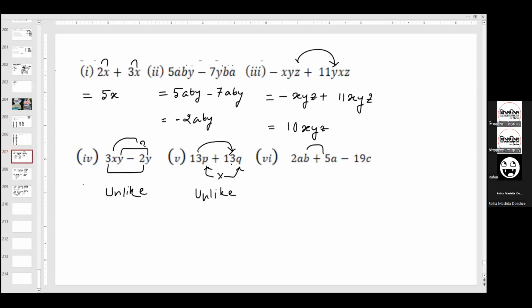That's why P and Q are unlike, right? And in the same way, if we have A here, and we have A also here, but we don't have B in this term, right? So we cannot add them. Now, let's go for the chapter where we can actually add the following.